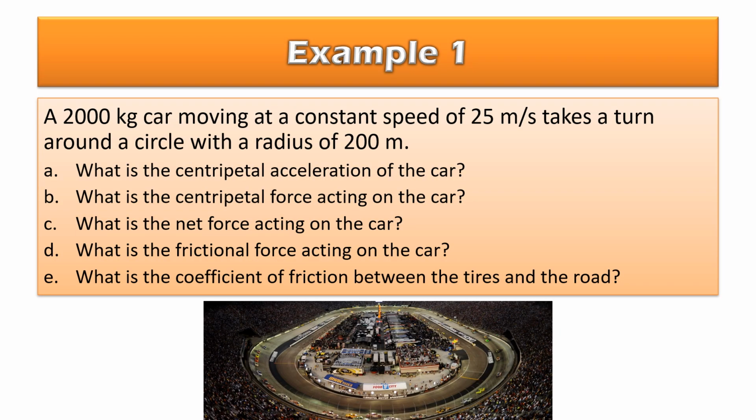So, example one: a 2,000 kilogram car moving at a constant speed of 25 meters per second takes a turn around a circle with a radius of 200 meters. What is the centripetal acceleration of the car? The centripetal force, the net force, the frictional force, and the coefficient of friction between the tires and the road. Seems like a lot of questions, but maybe it's not as many as we think it is. Let's see.